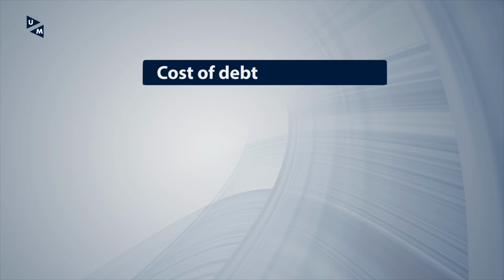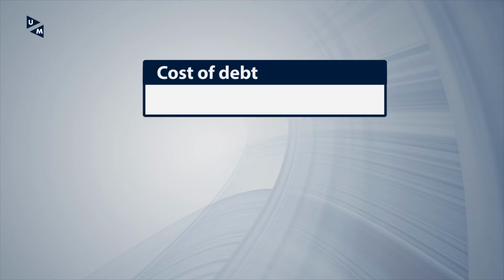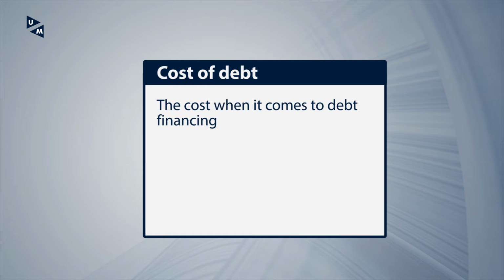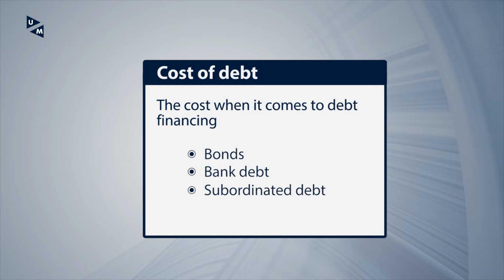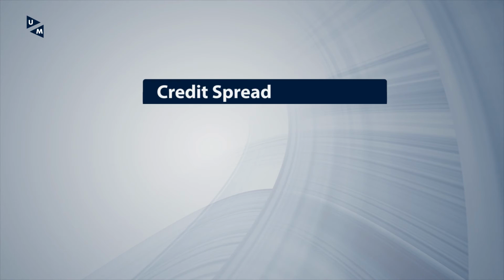What about cost of debt? Also here, the higher the risk, the higher the return we demand for sources of debt. Cost of debt is simply the cost when it comes to debt financing. Debt can come in different forms, for instance bonds, bank debt, subordinated debt, senior debt. All these forms use this idea that the larger the risk, the higher the required cost of debt. One way to think about this is by means of credit spreads.